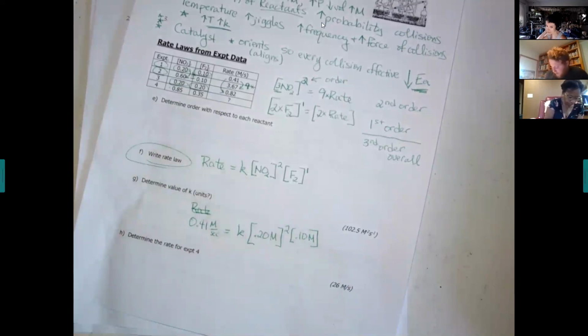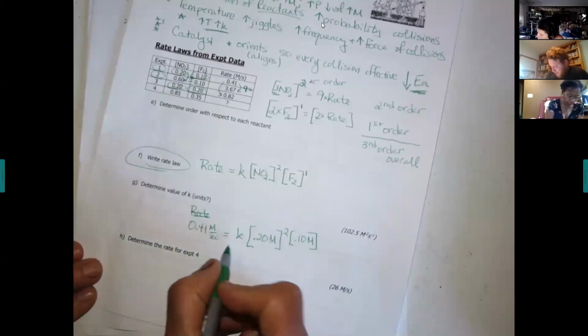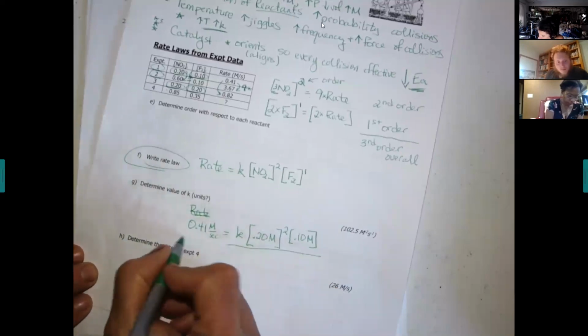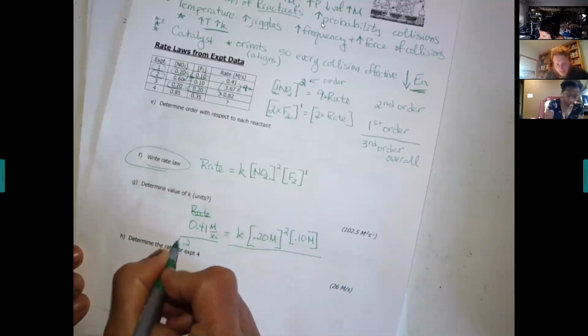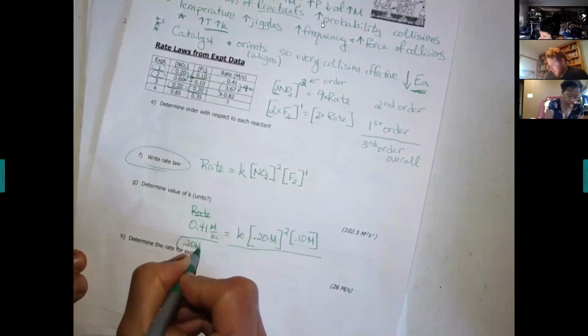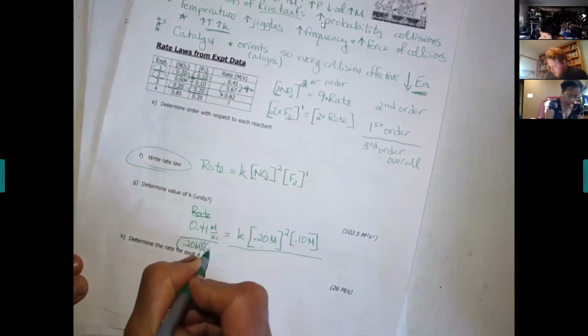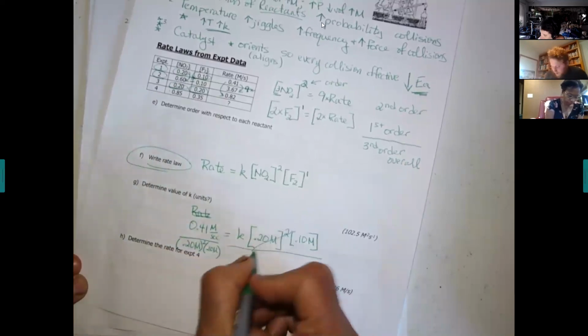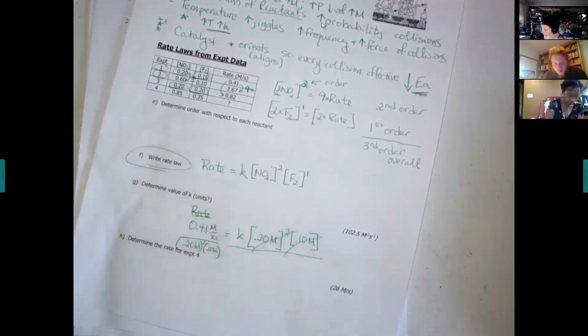Now, some students, the units are the hardest part. They're a half point, so don't lose sleep over them. If the units are confusing you so you can't do it, it would be best if you kept the units in. We're going to divide by the 0.2 molar squared and the 0.1. So they'll move over and we'll solve for K.